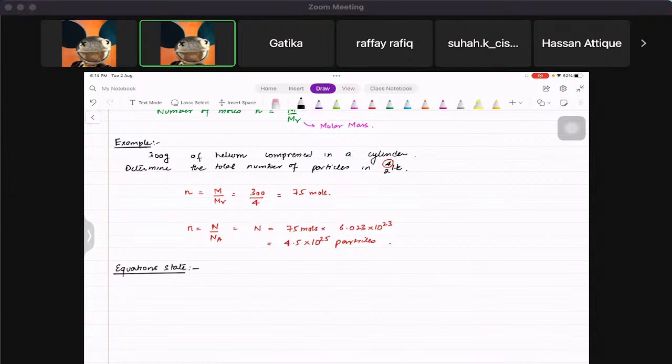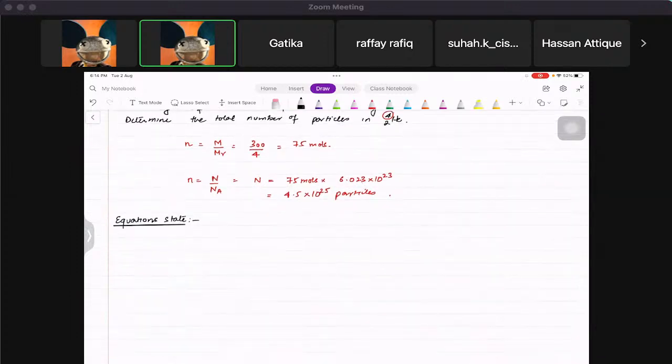This is the thing. So in O levels we learned that pressure is inversely proportional to volume of a gas, remember? And pressure is directly proportional to the temperature. Basically, the first one was Boyle's law, and the second one was the pressure law.